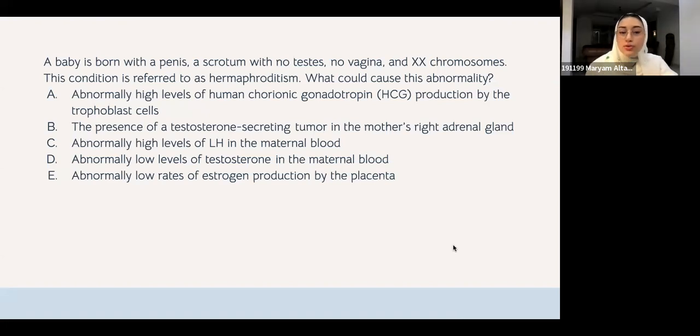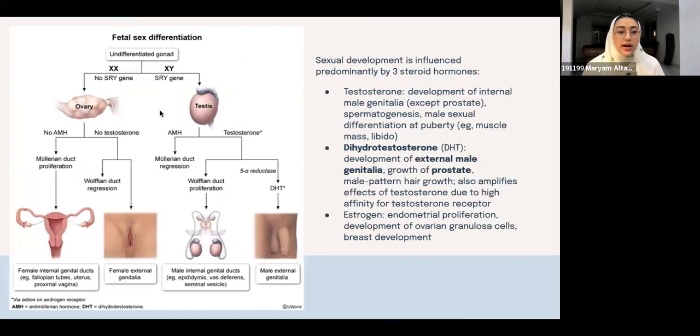Okay, let's go through each of the answers together. The correct answer here is B, but let's talk about why. So we said testosterone, and specifically dihydrotestosterone, is very important for external male sexual characteristics to develop. So if I have a female, XX, I have no SRY gene, meaning I have no anti-Müllerian hormone. So my internal organs develop as a female.